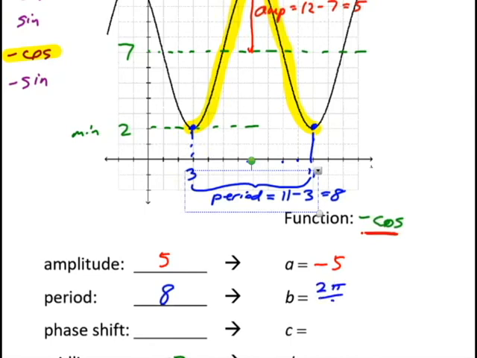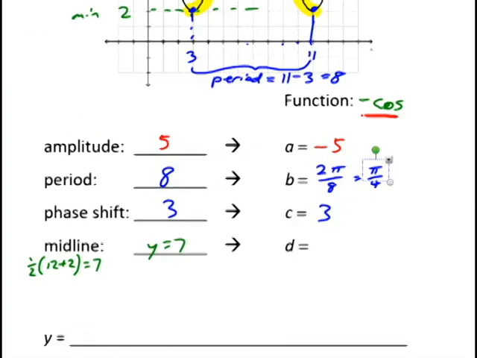Remember that b is 2 pi over the period. Once again, we get pi over 4. That won't always be the case. Kind of a coincidence that that happened with these examples. The phase shift is the beginning of the cycle of the function we chose. The phase shift has to be correct for the function we chose. We started at x equals 3, and that's just our value of c.